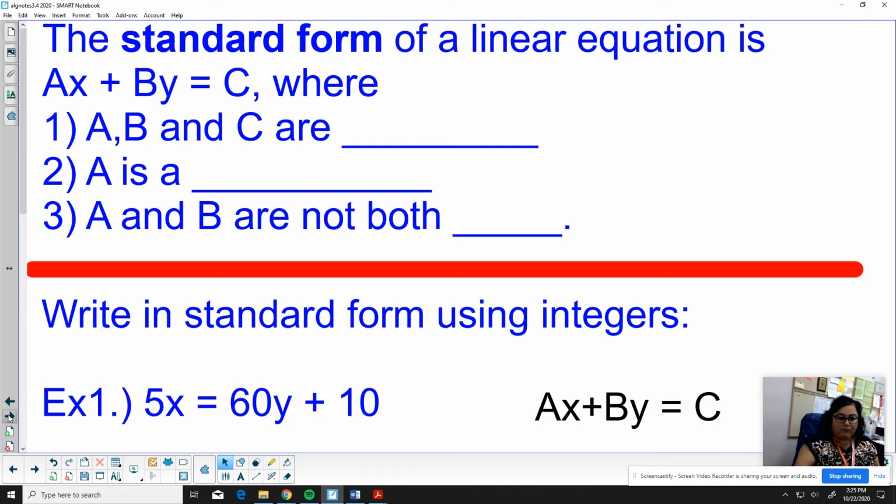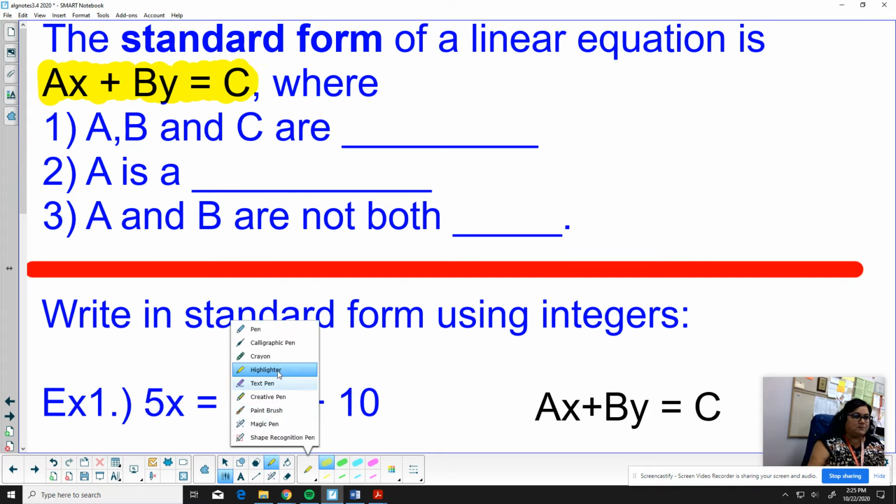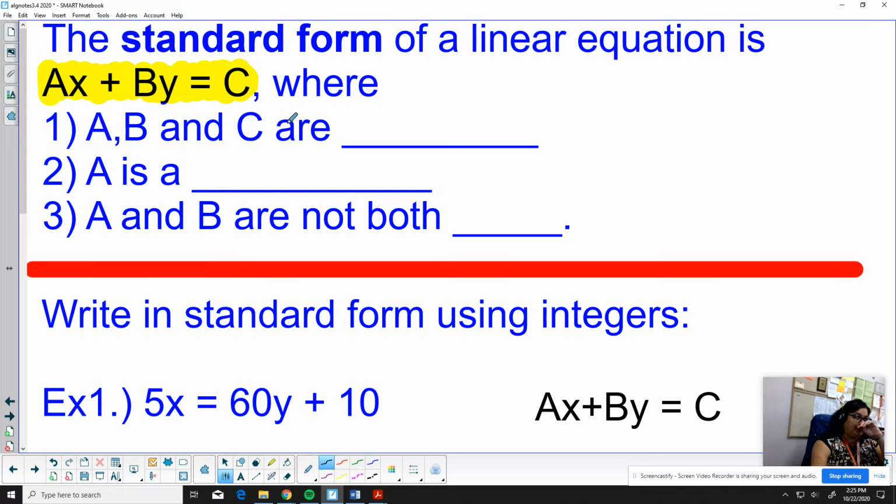All right, so standard form. Standard form is the form AX plus BY equals C. It has to be in that order. The X has to be first. The B has to be second. The equal sign has to be third, and the constant, or the number that doesn't have a letter, has to be in the back. There's three rules besides the order when it comes to standard form.